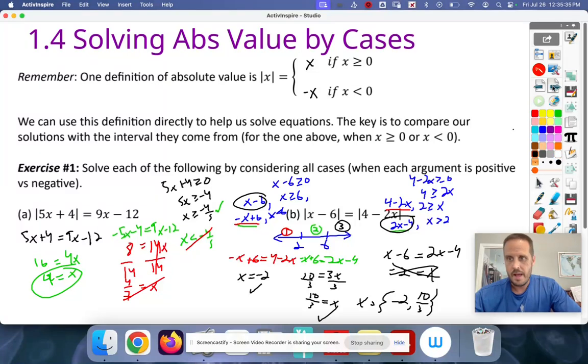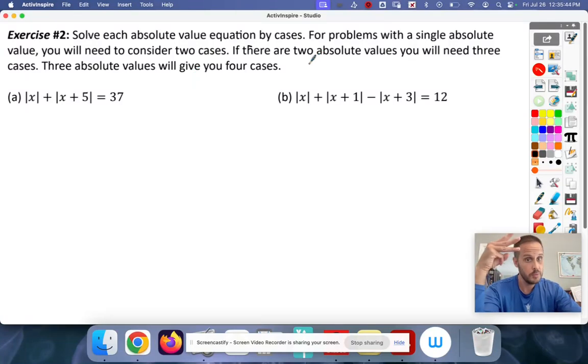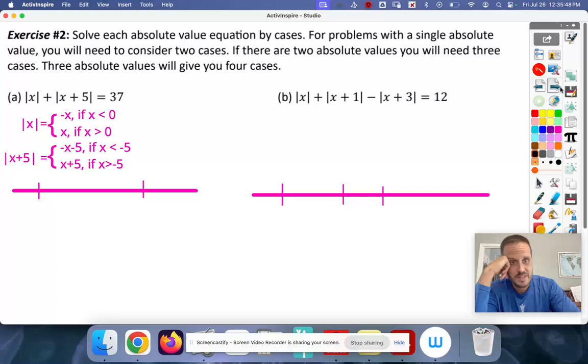Okay? How about what happens when we're dealing with stuff like this? If there's a single absolute value, we get 2 cases. When there were 2 absolute values, we got 3 cases. And when there are 3 absolute values, you get 4 cases. So I started this out for us.